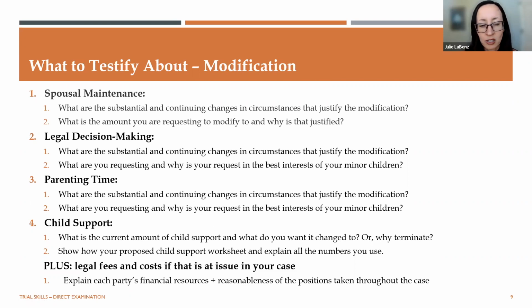This substantial and continuing change in circumstances that justifies the modification, that question is going to apply if you're looking to modify spousal maintenance, legal decision-making, or parenting time. Child support as well, the court usually looks at that as around a 15% change in the numbers. But overall, you need to explain what's changed, why that justifies modifying your order, and what you want the modification to be and why that's best for your children.